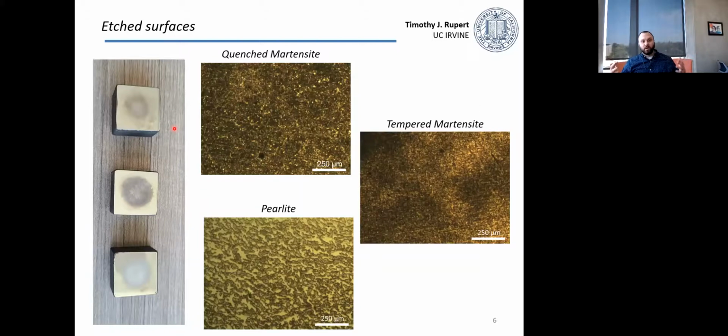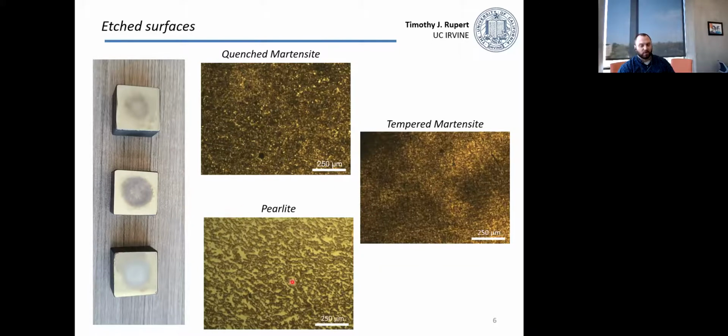And then if I look at the lowest magnification, so just 5x, I can see that the surfaces look pretty different. So both the martensites almost look dirty. They look like there's a lot of contrast there. I can't really tell what's happening. But we can immediately contrast that with what we see in the pearlite.